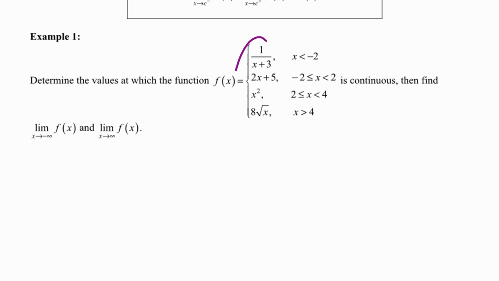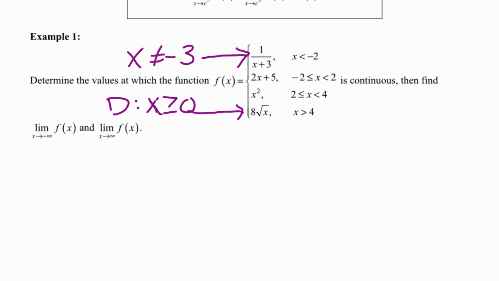So we look at the functions first. A lot of people forget this part, but just look at them. And we notice that this is discontinuous. X can't be -3. There's a vertical asymptote there. And this one, the domain is x greater than or equal to 0. That's something just to note. We should keep that in the back of our mind as we go through this.